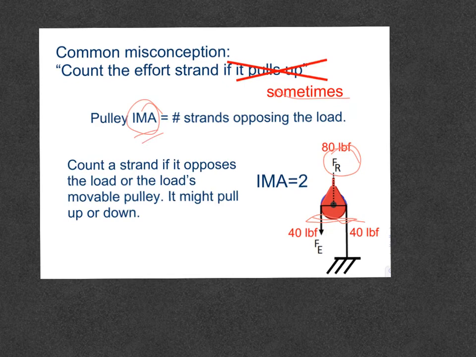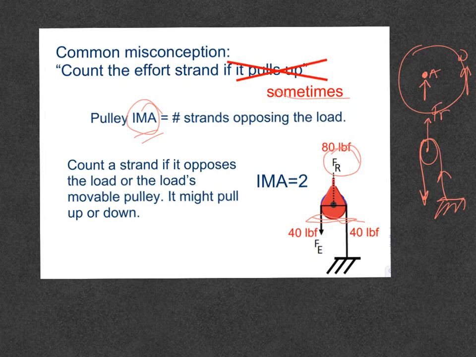So always remember that in the wheel and axle, we have to find if the effort force was applied in the axle or in the wheel. Okay, over here for the pulleys, you have to know where the resistance force is. Any strand that is opposite to that, then you're going to count them to find the ideal mechanical advantage.